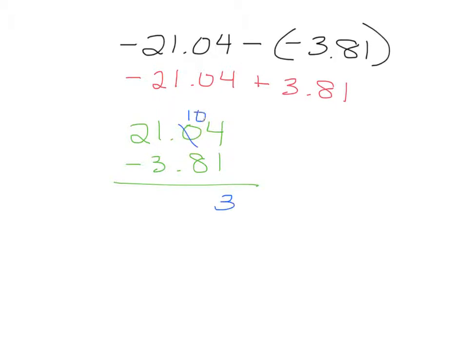We have to borrow. 10 minus 8 is 2. We have to change that to a 10 and borrow. 10 minus 3 is 7, and the 1. So, we want to go back and examine our sign. Since the negative was bigger, had a bigger absolute value, our answer will be negative.